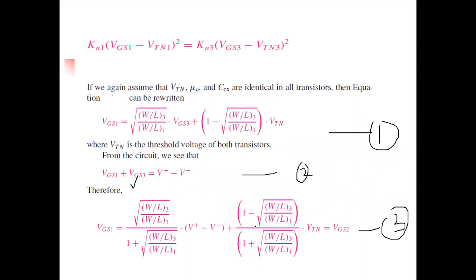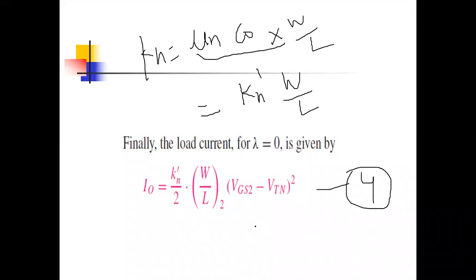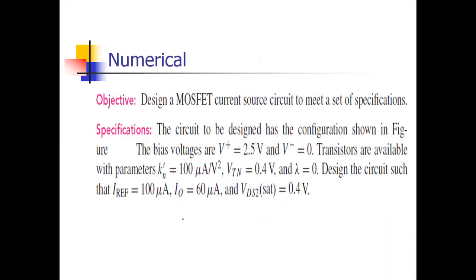Then what will happen? This is for you. Do the exercise. Then both currents will be equal. If all the W by L are the same, and all the VT are the same, then you check, you will have the same current. Now, one numerical is there.